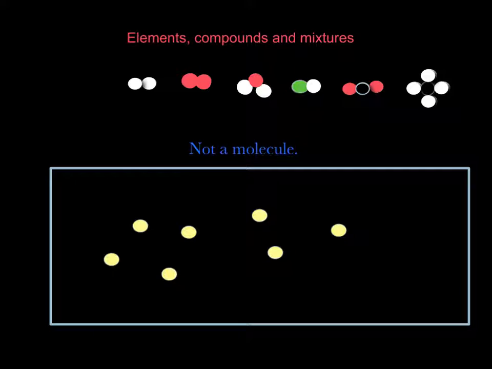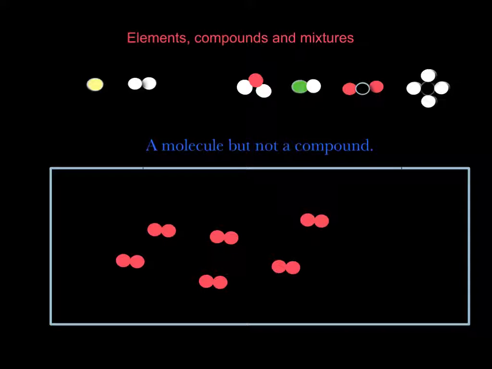I chose the yellow dots this time because it is the only one on this table that is not a molecule. A molecule is two or more particles from the same or different element, and since this is only one particle, it is not a molecule.